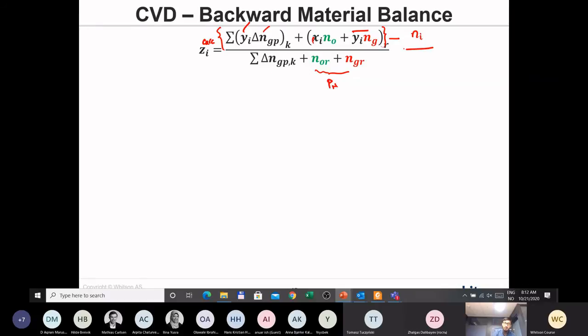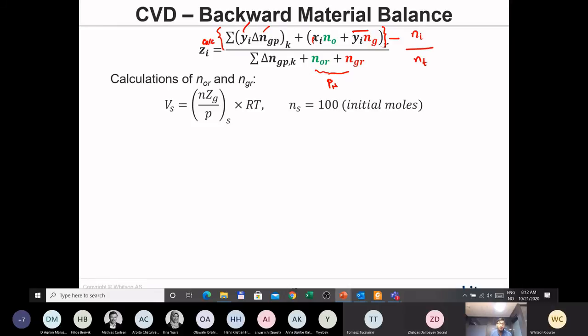So again, this gives us the total moles present initially in the PVT cell, and then this Ni over NT represents the mole fraction of component i in the PVT cell at the initial pressure state. So we are calculating this Zi, and then since we have the lab-reported Zi, we just compare those numbers and see how big the difference is. So how is it done?